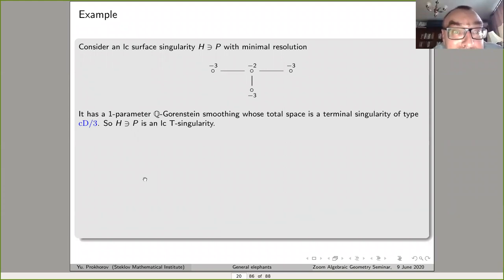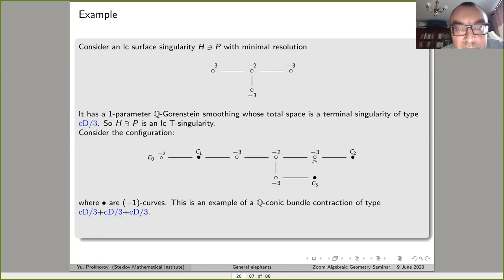This surface singularity should be called a T-singularity, but not in the Kollár–Shepherd-Barron sense. It's a log canonical T-singularity. It's not a quotient. We add something more. We consider more curves on the surface. Consider the following configuration of rational curves. White vertices have self-intersection like this, minus 2 or minus 3, and black vertices are minus 1 curves. Actually, it's easy to construct it.